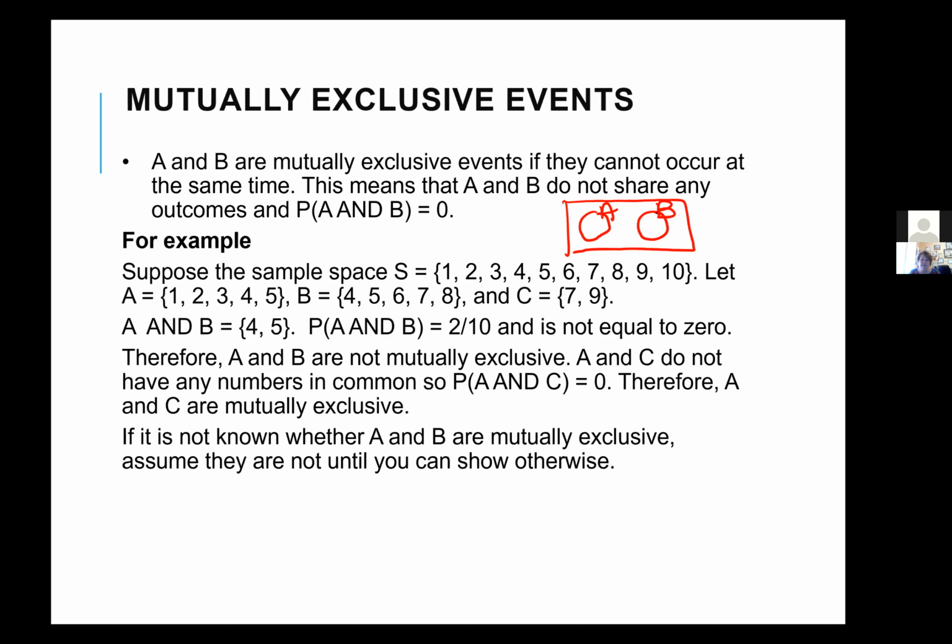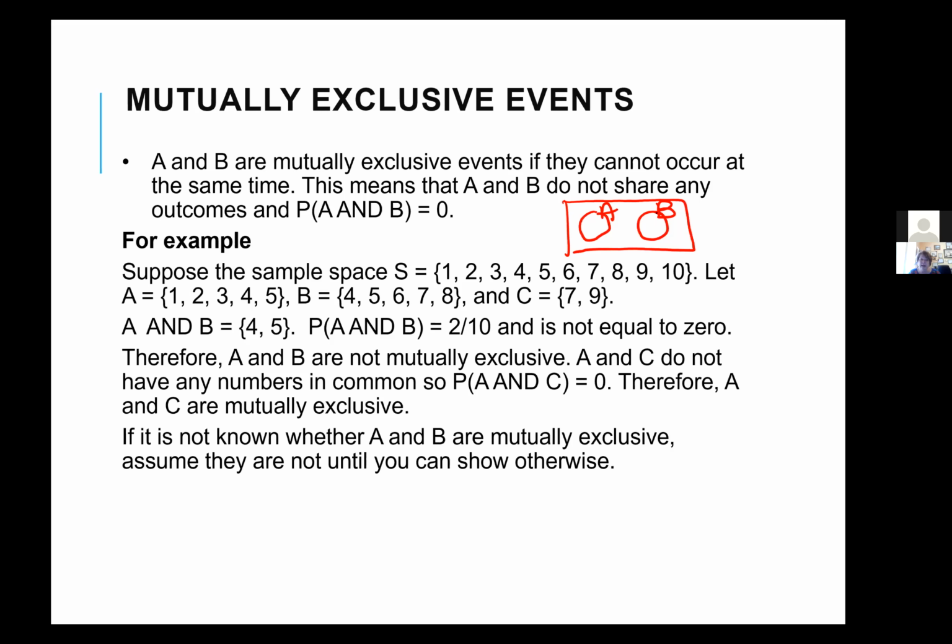The probability of A and B occurring would be, well, there are 2 elements that A and B share in common. Over the sample space, there are 10 items in the sample space. So the probability of A and B occurring is 2 over 10. There are 2 elements, 4 and 5, that events A and B share in common. A and B then are not mutually exclusive. They're not mutually exclusive because the probability of A and B occurring is not 0.